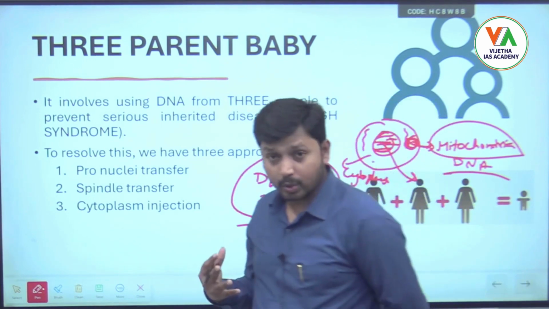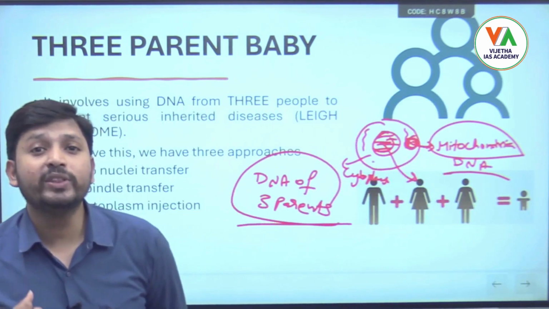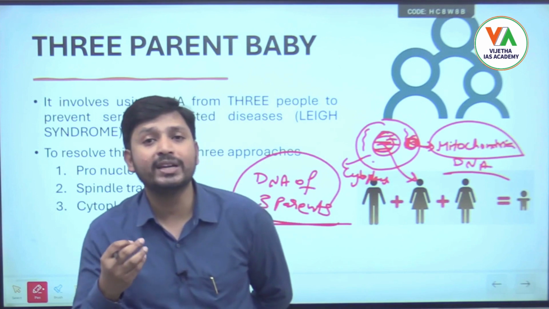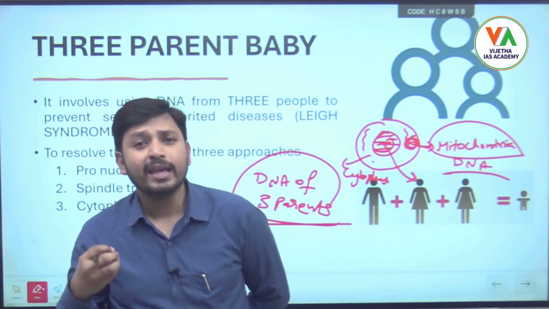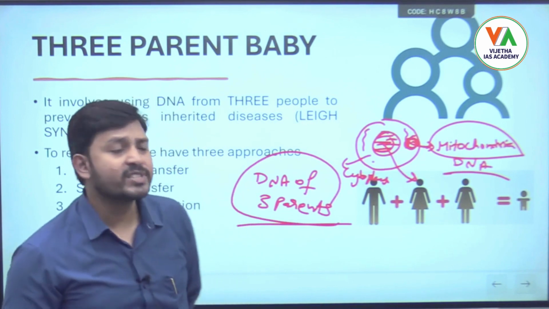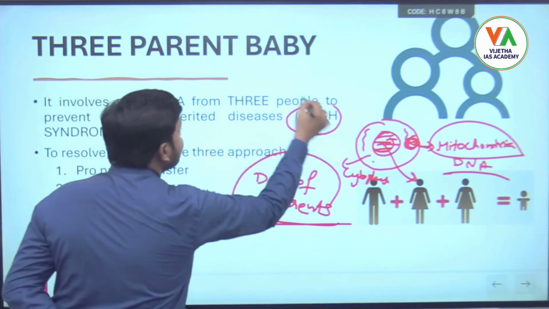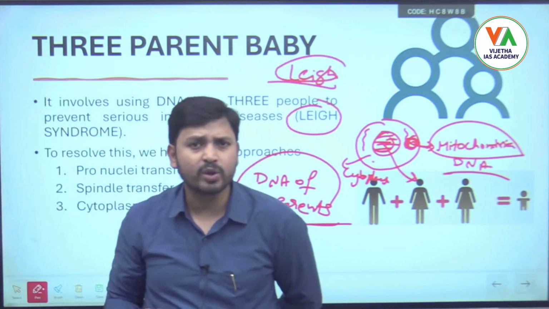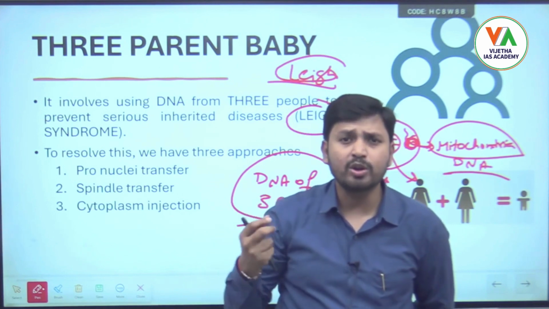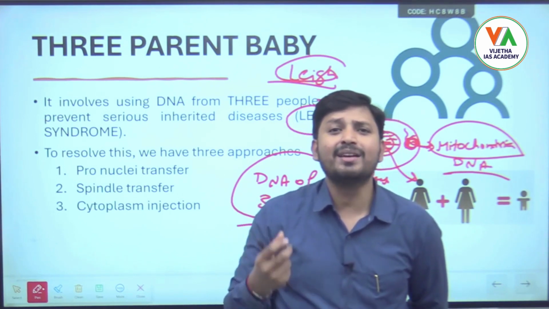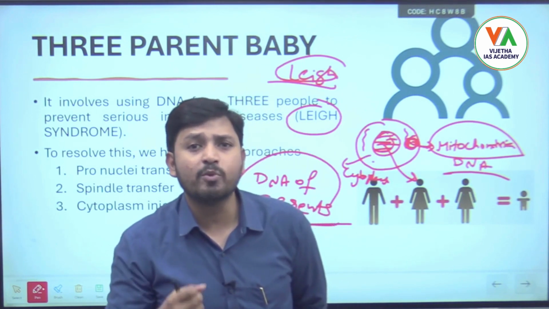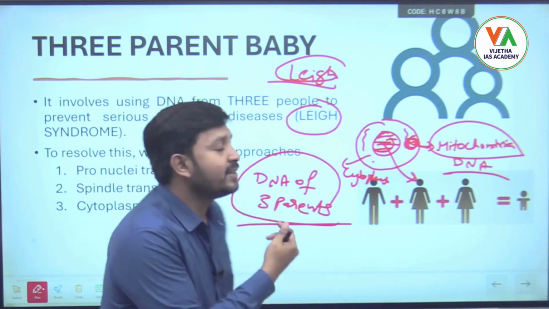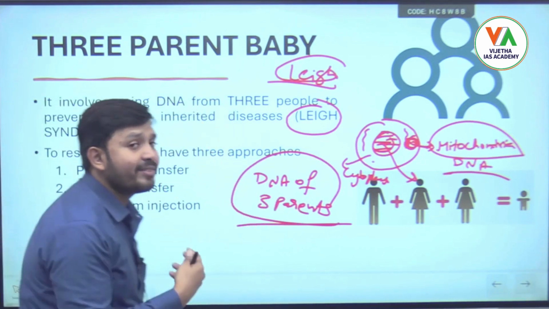If there is any issue with the DNA of the mitochondria, then some diseases occur in humans, which is called Leigh syndrome, a kind of serious neurodegenerative disease, a neurological disorder. This neurological disorder occurs because there is some defect in the mitochondrial DNA. Once this mitochondrial DNA is passed to children, these children are seen with this disease called Leigh syndrome, which has neurological problems.